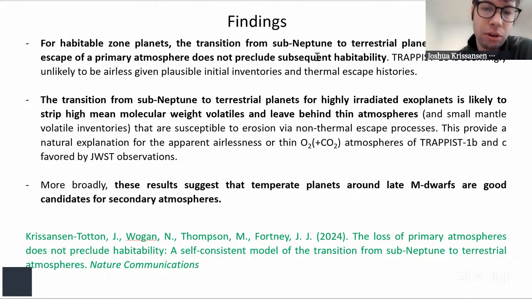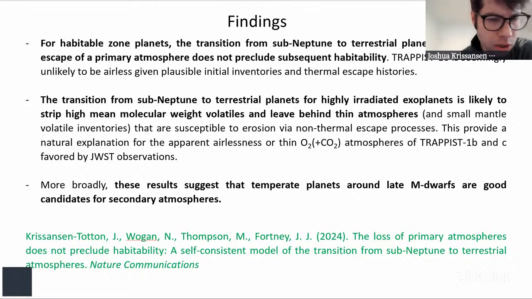You tend to be left with a lot of volatiles, and we illustrated this for TRAPPIST-1e. In contrast, for very highly irradiated objects, the loss of that primary atmosphere does tend to drag with it oxygen and carbon-bearing species, and it's much easier to be left with a pretty thin secondary atmosphere that is potentially susceptible to total loss through non-thermal processes. And while we use the TRAPPIST-1 planets as illustrative cases, I would argue that this result is more general and applies to hot rocks and temperate rocks more broadly.